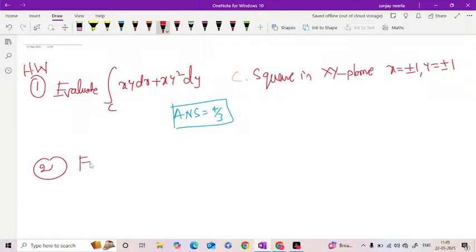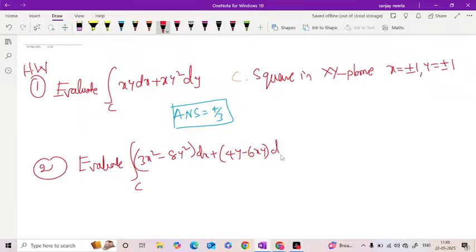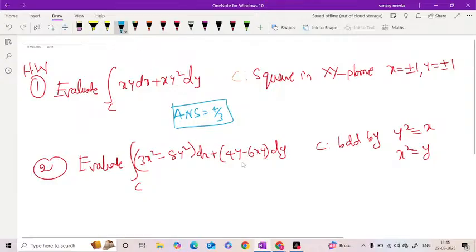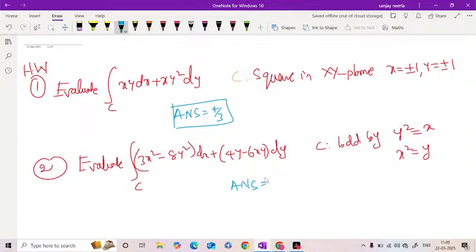The second question, number 2: evaluate the line integral over c of 3x square minus 8y square into dx plus 4y minus 6xy into dy, and c is bounded by y square is equal to x and x square is equal to y. And the result here is 3/2. So 3/2 is the result. 4/3, 3/2, very good.